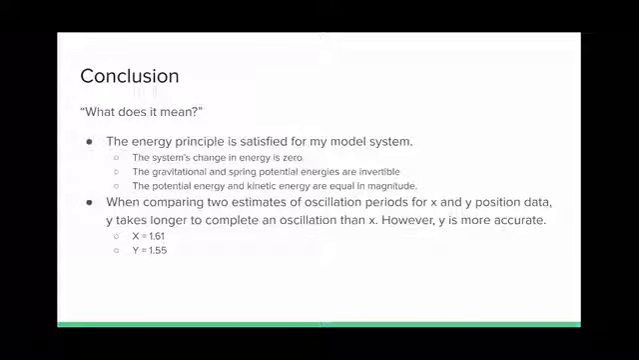When comparing the two estimates of oscillation periods for x and y position data, y takes longer to complete an oscillation than x. However, y is more accurate. Here we have x being 1.61 seconds and y being 1.55 seconds.